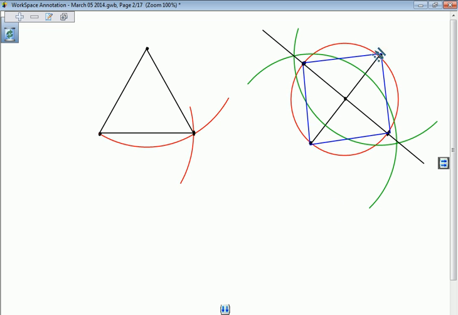Okay, so do you see the nice blue square? Now, where I did these big, huge green arcs, obviously your arcs don't have to be that big. It's just the only way I can do it with this software.